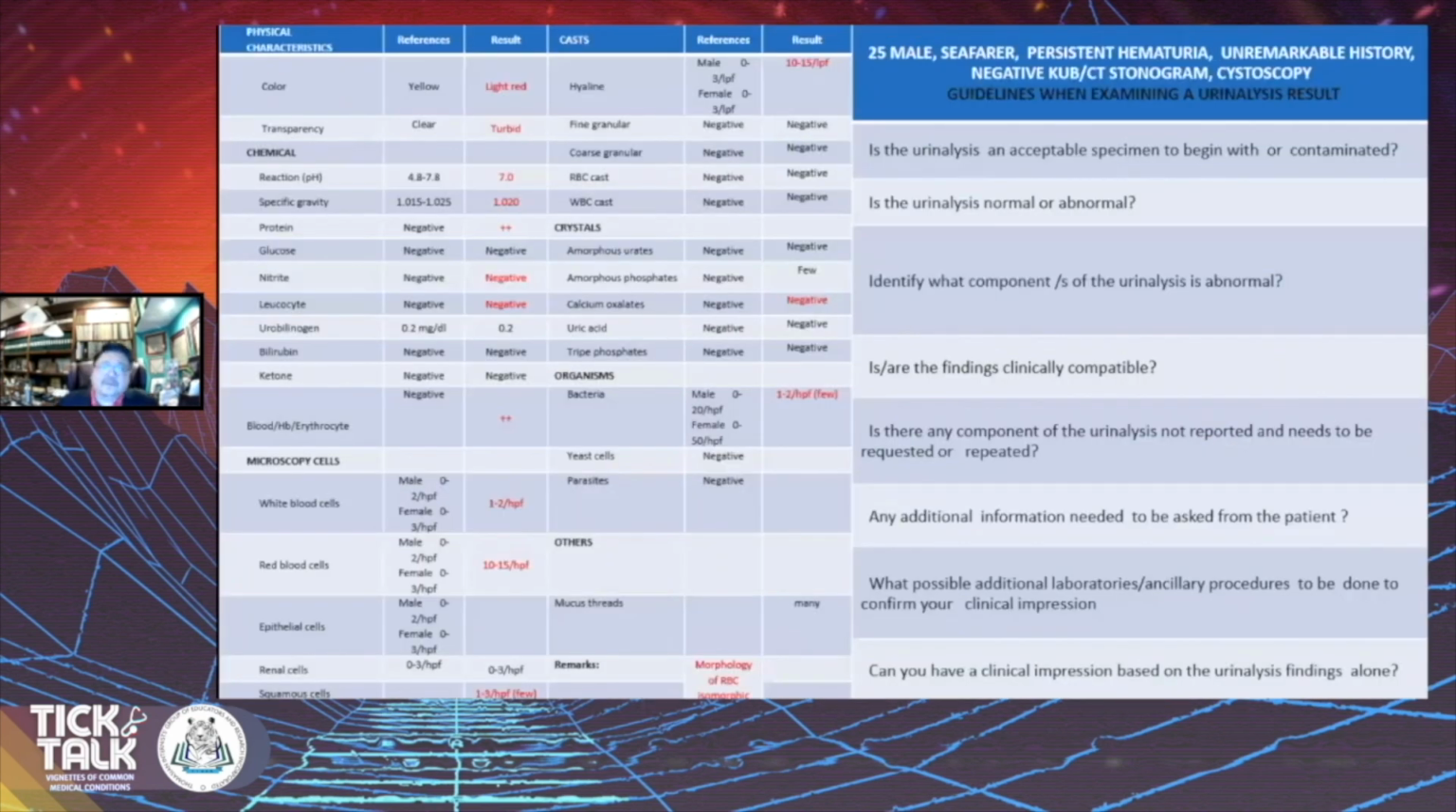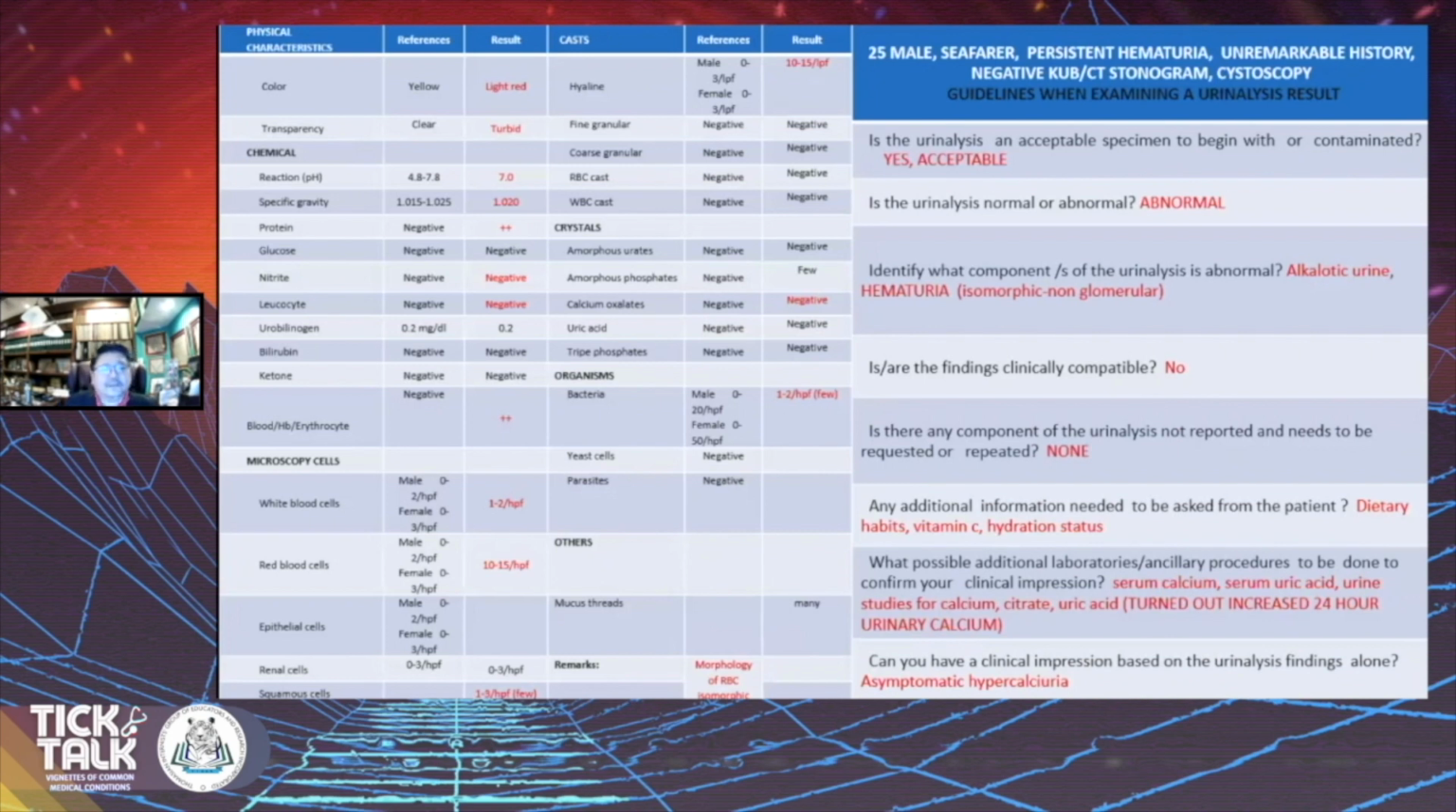So what do you think is the problem with this patient? How would you resolve the persistent microscopic hematuria despite all the negative workup, even cystoscopy? So let's see. Is the urinalysis an acceptable specimen to begin with, or contaminated? Acceptable, definitely. The urinalysis is definitely abnormal. There's an alkalotic urine and there's a microscopic hematuria which is isomorphic. And the clinical findings are not clinically compatible because the seafarer says he does not feel anything. Then, is there any component of urinalysis not reported? Everything is reported. Then, additional information, definitely dietary habits, vitamin C again, and then hydration status.